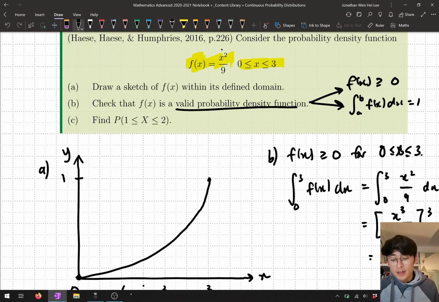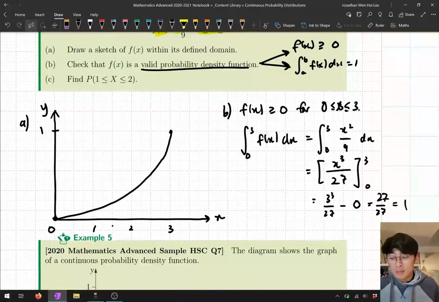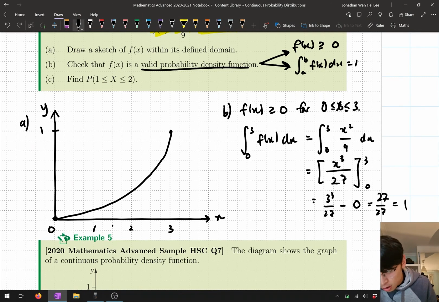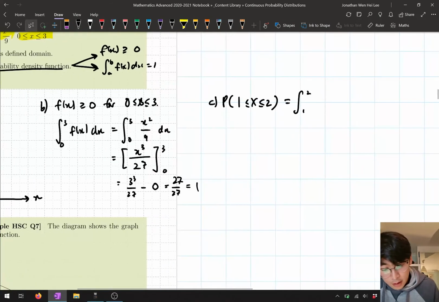The final part is I want to find the probability of our random variable being between 1 and 2. If I want to find the probability of our random variable being between those two values, I'm going to integrate with those limits. So I want to find the area between 1 and 2. The probability of our random variable between 1 and 2 is just the integral from 1 to 2 of our function x squared over 9 dx.